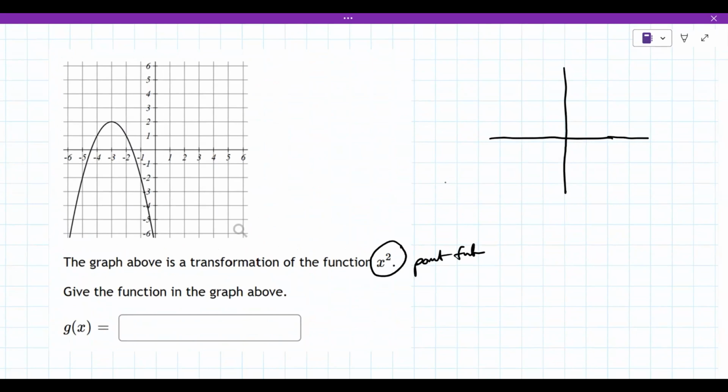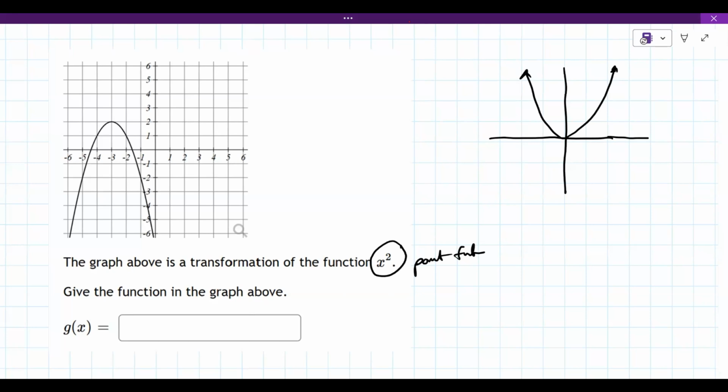Okay. So what does the parent function look like? If you go to Desmos graphing, you can graph this and see that it looks something like this. Yeah, I'm familiar with the parent functions and what they look like, from the 0, 0 vertex. So this one on the left has some things that are different.